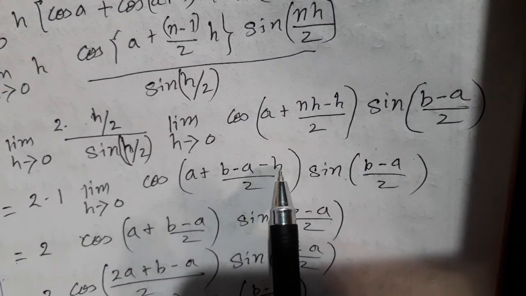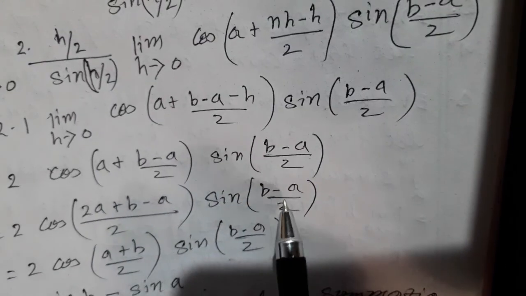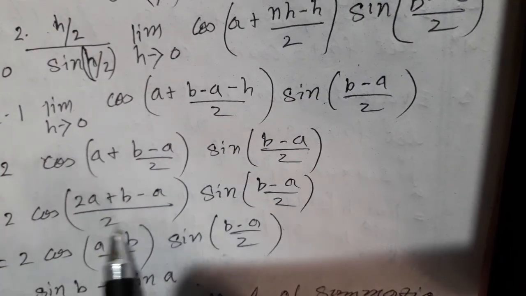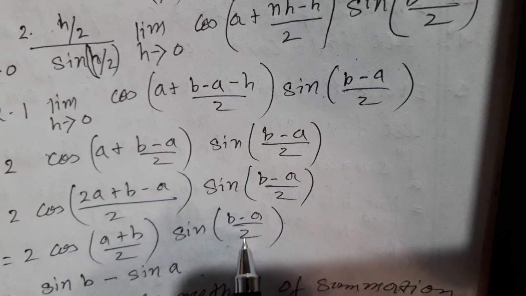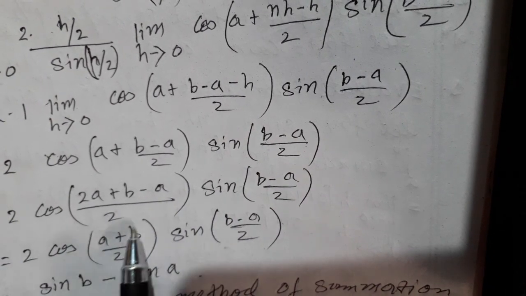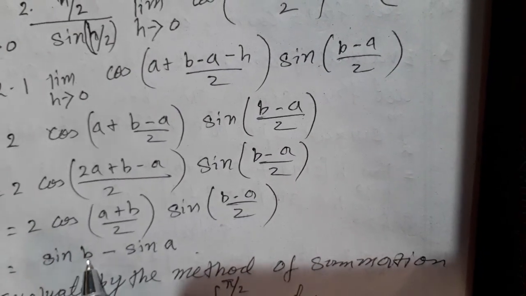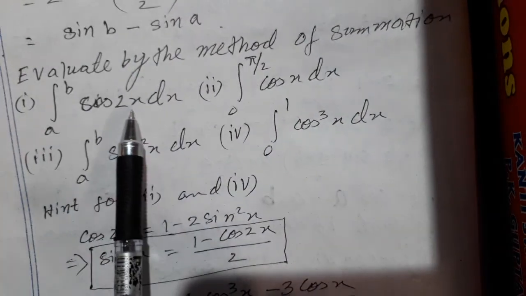In place of h you substitute 0, then you do the LCM, so we get 2a plus b minus a by 2, sine((b minus a)/2). So 2a minus a gives a plus b by 2, sine((b minus a)/2). By using the formula, we can say this is nothing but sine b minus sine a.